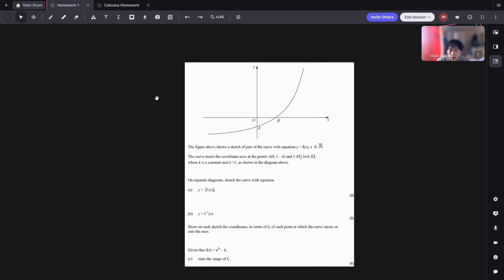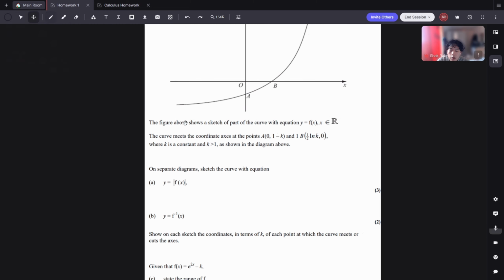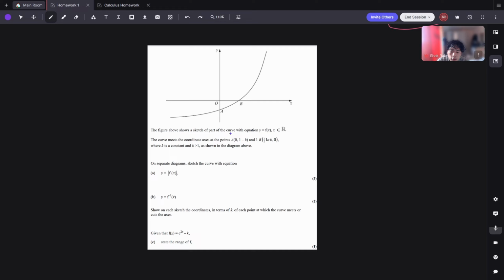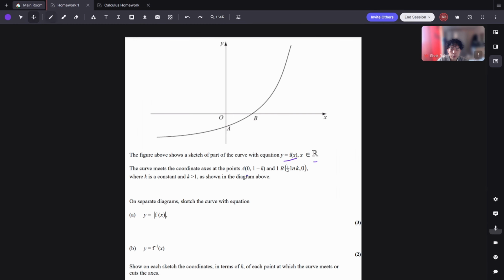Lovely. Okay, next question. So we have the figure above, which shows a sketch of part of the curve with equation y equals f of x, where x is a real number. The curve meets the coordinate axes at the point (0, 1 minus k) and at (1/2 ln k, 0), where k is a constant and k is greater than 1, as shown in the diagram above. On a separate diagram, sketch the curve with the equation y equals the modulus of f of x.